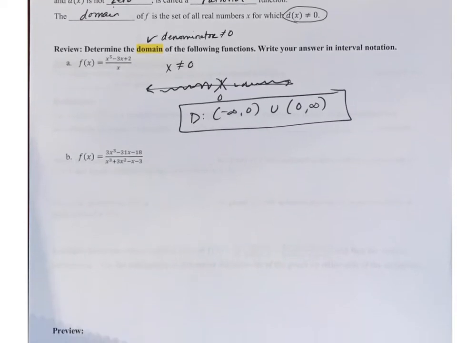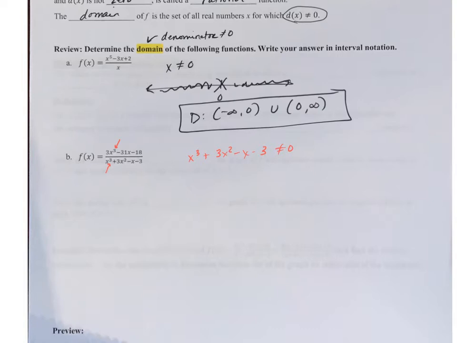Let's move on to something a little more complicated. So for the next problem, f of x equals 3x cubed minus 31x minus 18 divided by x cubed plus 3x squared minus x minus 3. So I have a 3rd degree polynomial in the numerator and a 3rd degree polynomial in the denominator. Now again, the only restriction I have on the domain is that whatever the denominator is, it can't equal 0. So x cubed plus 3x squared minus x minus 3 cannot equal 0 because I can't divide by 0.